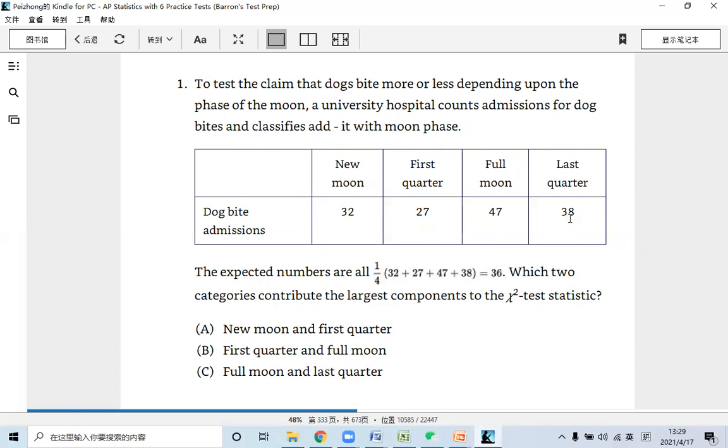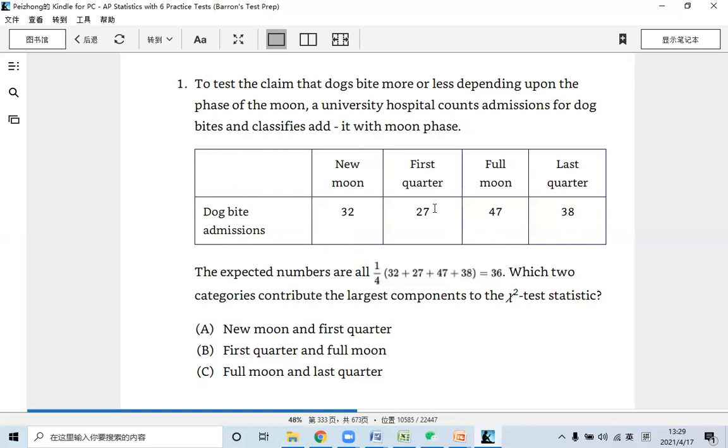And then you look at last quarter, observed value 38, but the expectation is 36. The difference is 2. Still not really large, not a big difference. These 2 quarters in the middle seem to be really deviant from the expected value.